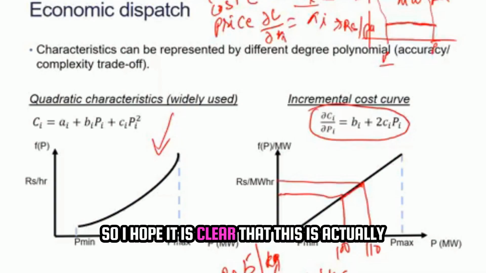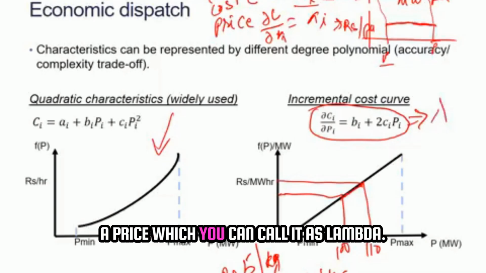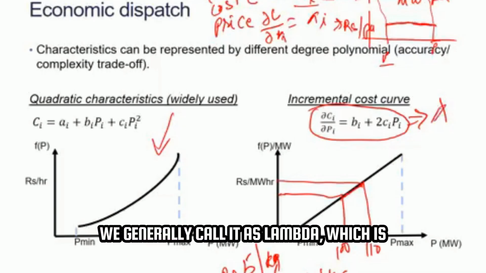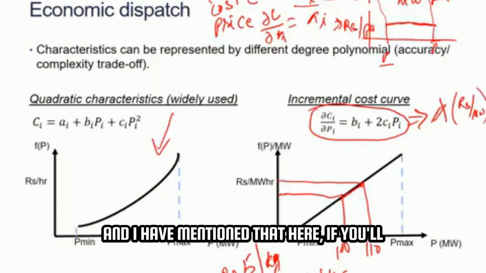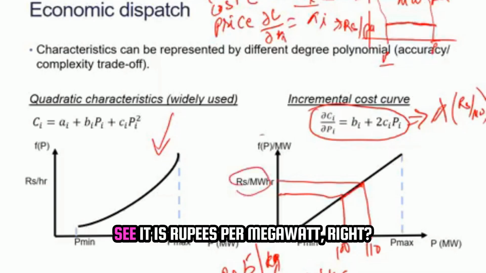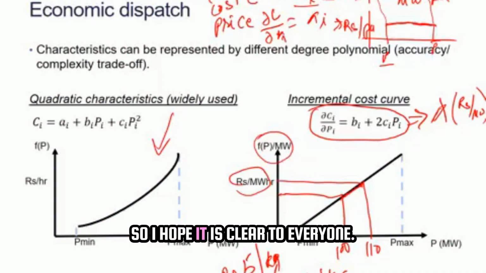So I hope it is clear that this is actually a price which you can call lambda. We generally call it lambda, which is nothing but rupees per megawatt. And I have mentioned that here, if you see, it is rupees per megawatt. Right. So I hope it is clear to everyone. I do not want to go more into it, but I hope the difference is clear.